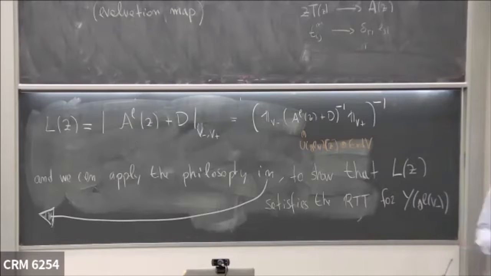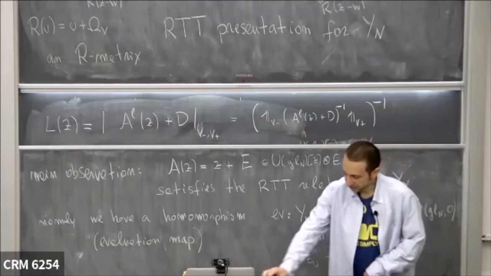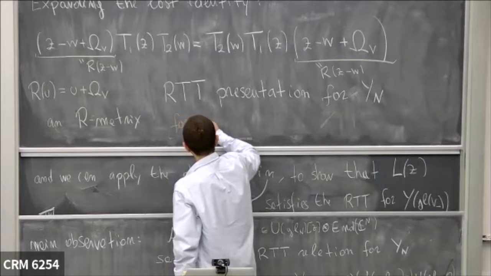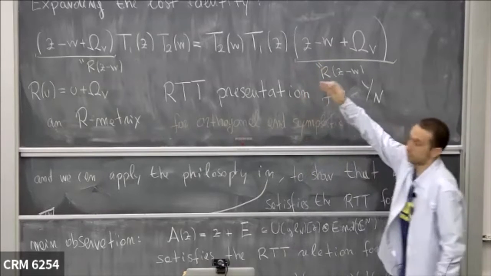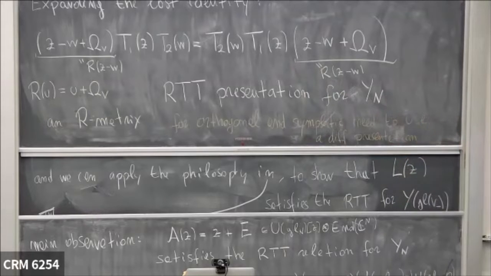I try to pass to the symplectic and orthogonal case. Let's see what can happen. So now what we want to do is the following. For orthogonal and symplectic, we need to take a more general presentation of the Yangian. And of course, it won't be the Yangian of GLN anymore. So it will be another object.